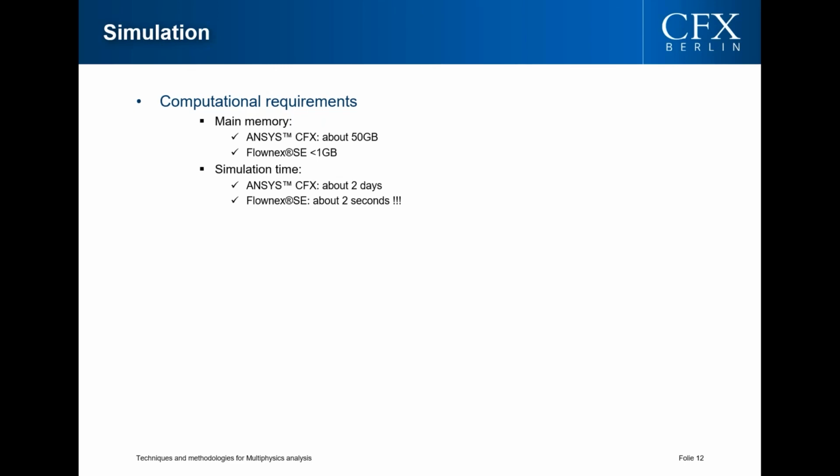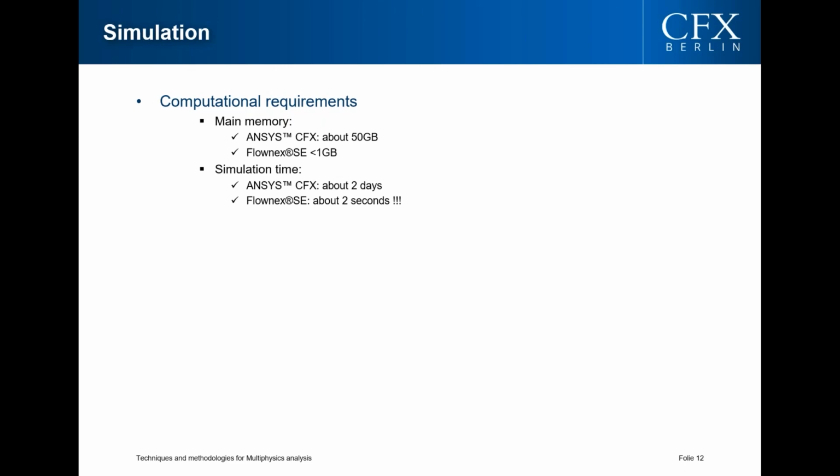If you have a look at the simulation with Flownex for the 1D simulation, you just need something like 1 gigabyte, probably less than that. So you would say it's not a big problem because everybody has a big computer now. But if you have a look at the simulation time, in ANSYS CFX you need something like 1 to 2 days for the simulation. If you compute the same solution in Flownex with the model I've shown you, and it's not a joke, you need 2 seconds. So of course you can see at this point the big advantage of Flownex.